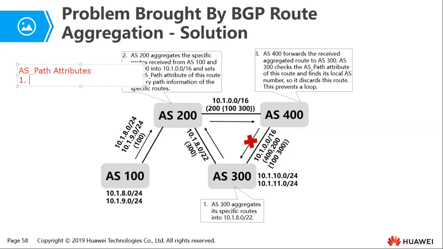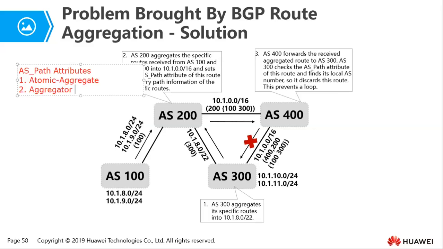Okay, AS path attributes, two. One of them is called the atomic aggregate, which is a well-known discretionary attribute. And the next one is known as the aggregator, which is an optional transitive attribute.